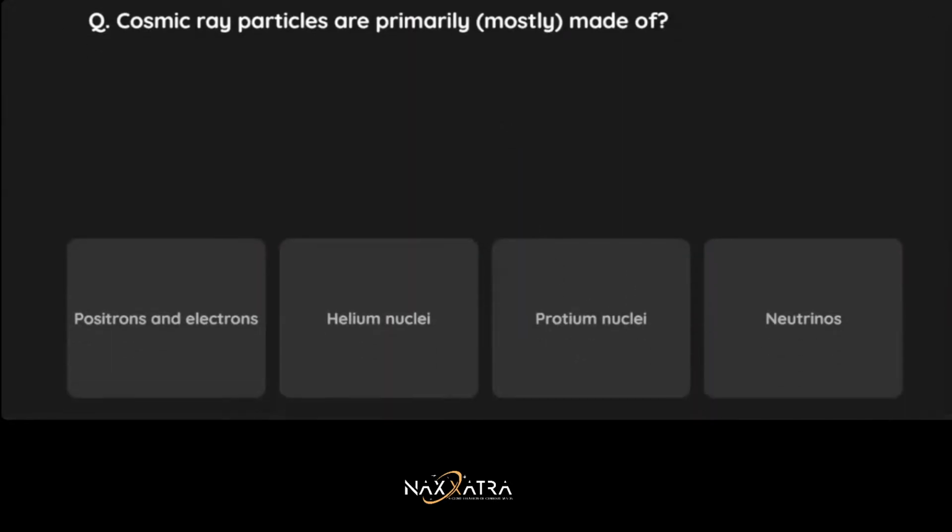Why? Because 90% of cosmic rays are nothing but protons, and protons are nothing but the nuclei of hydrogen. The nuclei of hydrogen with only one proton is called protium, or the atom is protium, and protium nuclei is nothing but protons. So that is why protium nuclei is the correct answer. And 9% of the cosmic rays are helium nuclei, but they are not abundant. And less than 1% will be positrons and electrons. The correct answer is protium nuclei.